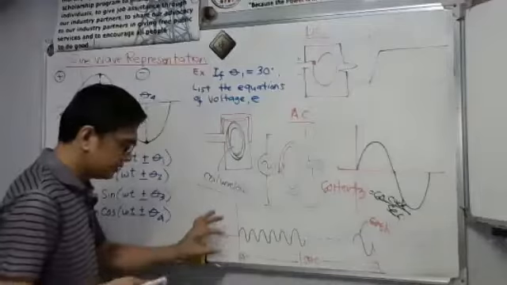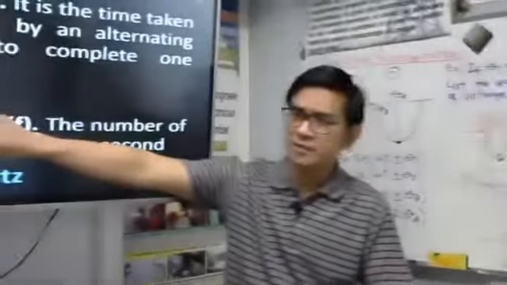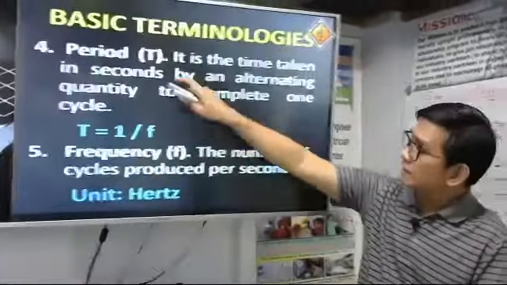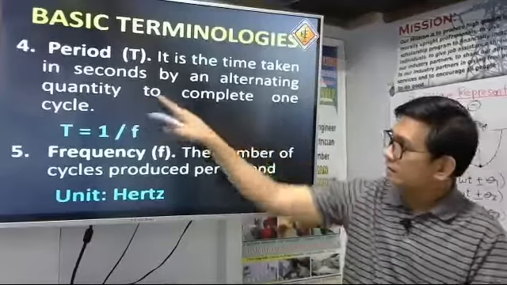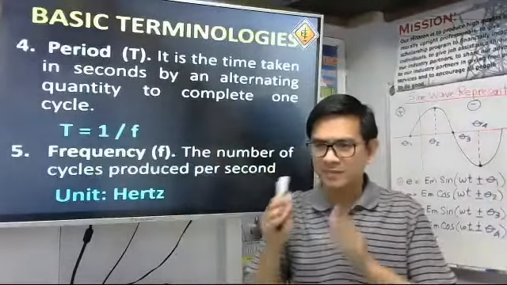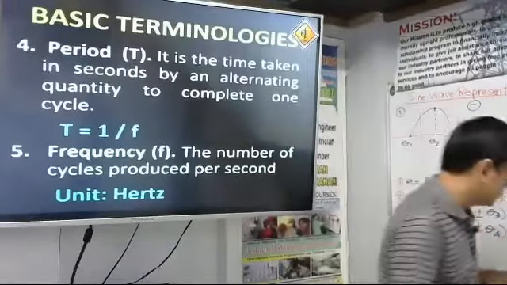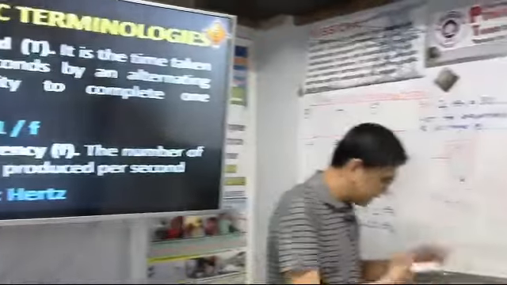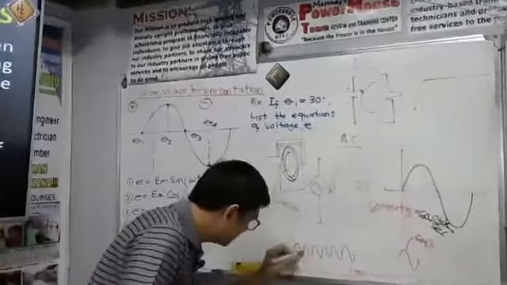Okay, so what about now the period T? Take a look here. What is our period T? Period T is the time taken in seconds by an alternating quantity to complete one cycle. Meaning, the period T corresponds only to one cycle. This is what we call the cycle. So, I will just get one cycle here.